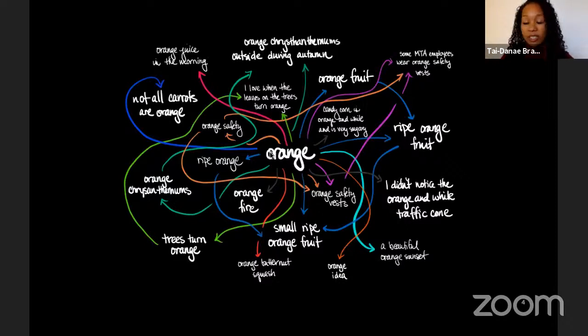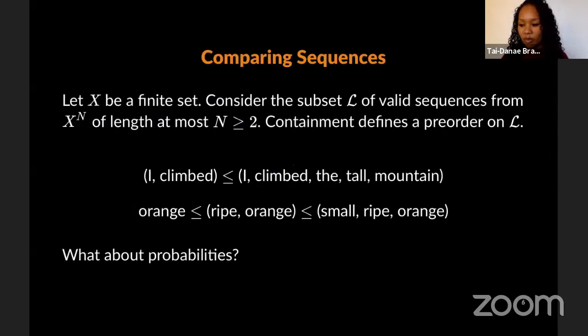I have essentially strings of words, or sequences, and you'll notice I've drawn an arrow from one expression or sequence to another if it's contained in that. So, here's ripe orange. There's an arrow from ripe orange to small ripe orange fruit because ripe orange is contained in that as a subsequence. There's no arrow between orange butternut squash and a beautiful orange sunset because neither sequence is contained in the other. So that's the structure. Let's make this a little bit more formal.